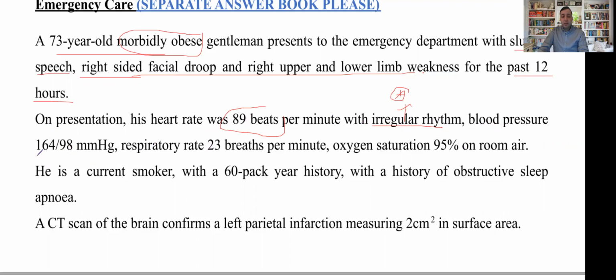Blood pressure is 164/98, so the patient is hypertensive. This is also relevant. Respiratory rate 23 breaths per minute, so he's mildly tachypneic. Oxygen saturation 95% on room air, it's normal. He is currently a smoker. This is relevant in the history, very important to mention, and I think it will be used in the management, with a 60 pack-year history and a history of obstructive sleep apnea. So the patient has obstructive sleep apnea.